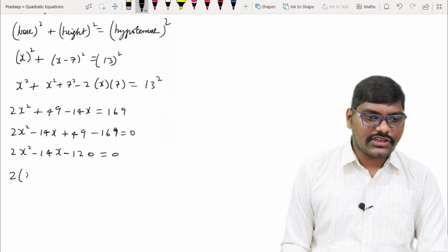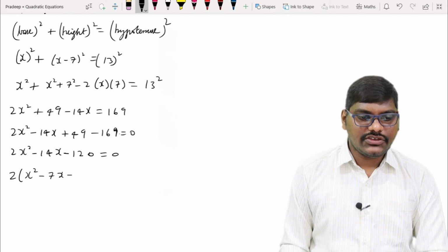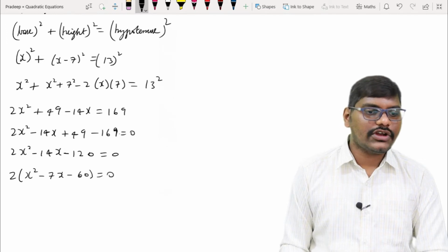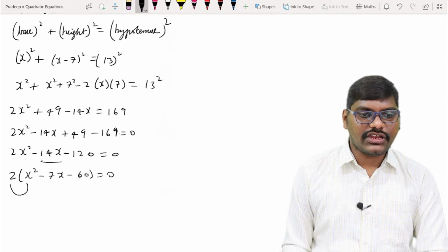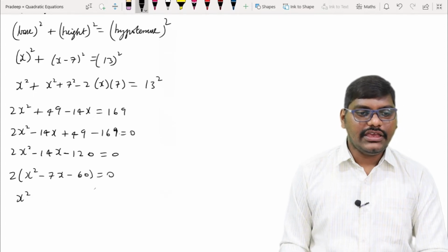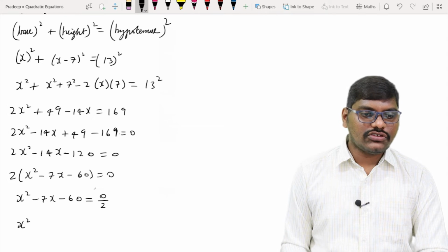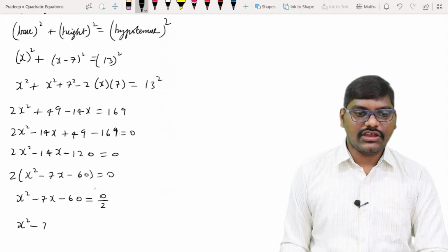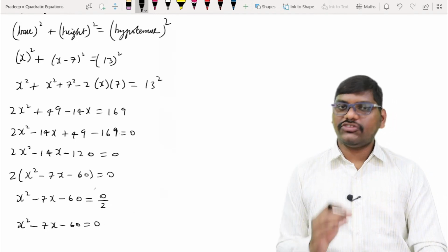So 2, I'm just taking common, we remove with x square, this is minus 7x and this is 60. Alright, 2 into x square is 2x square and 2 into 7x, that is 14x, and 2 into 60, that is 120. So if I send this 2 to other side, we'll be getting x square minus 7x minus 60 equal to 0 by 2. 0 by 2 is nothing but 0. So the quadratic equation we got is x square minus 7x minus 60 equal to 0. So this is the quadratic equation which we got.